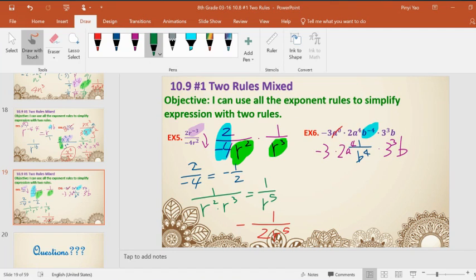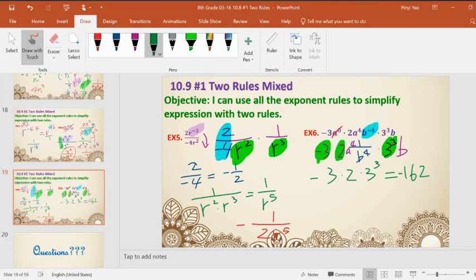Next, I just need to put together whatever I can. I do have these numbers in the front, a negative 3, a 2, and 3 cubed. I'm going to multiply them together. Negative 3 times 2 times 3 cubed, which should give you 27 times 6, which is negative 162.